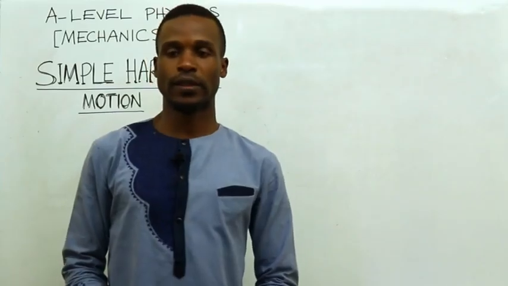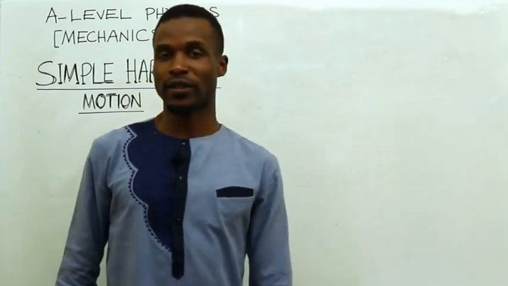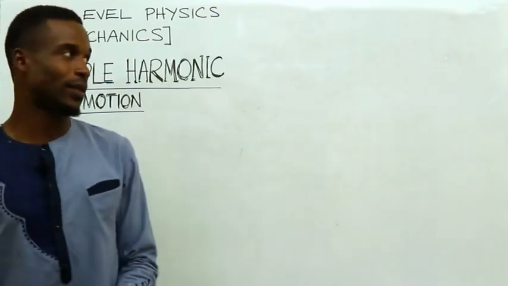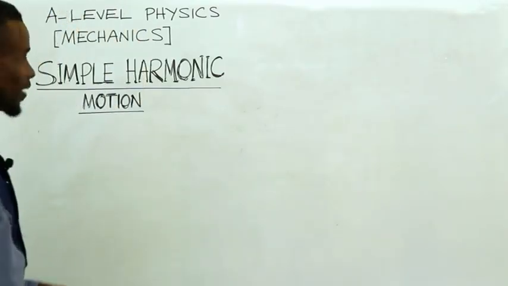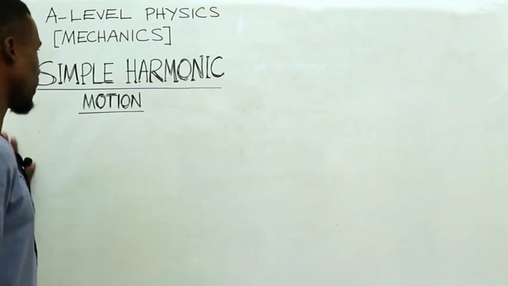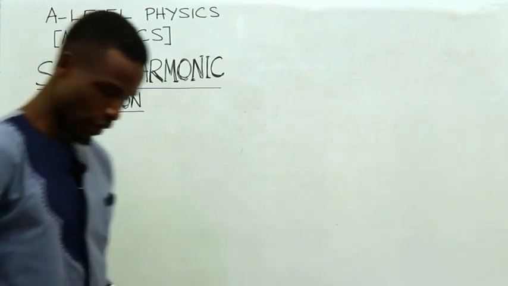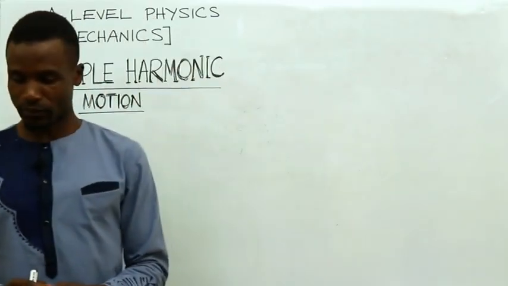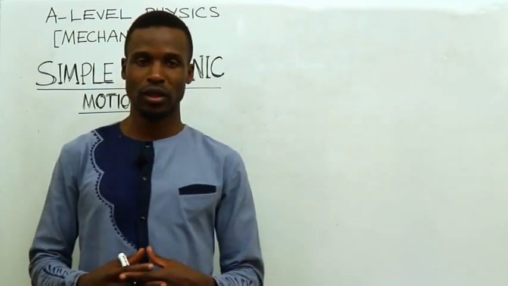My dear students, like I promised you in the previous lesson, we are starting a new chapter. The chapter is still in the mechanics part, paper 1 for physics A-level, and we are now looking at simple harmonic motion. Simple harmonic motion. So there are different models. I will be able just to make a simple illustration.